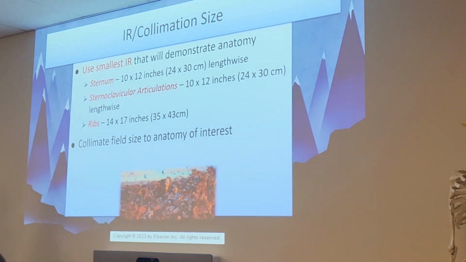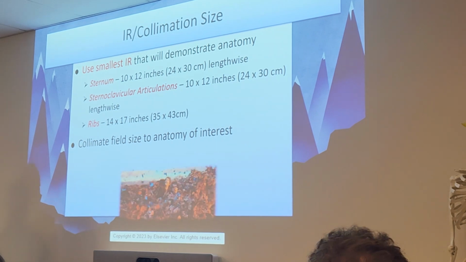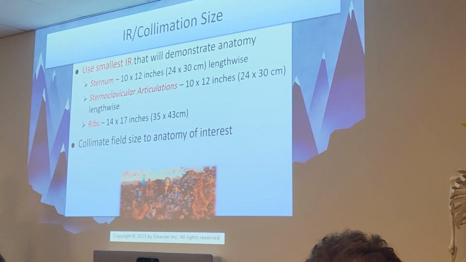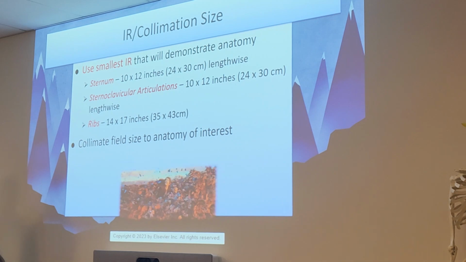Now ribs, very similar to a chest x-ray. It basically is a fancy chest x-ray. 14 by 17 cassettes, that can be lengthwise or crosswise, depending on the patient's size. And most of your males, you're going to opt for the crosswise. Males have broader shoulders. Most of your females will always be lengthwise, but you've got to use your own judgment based on that body habitus and how they arrive. And of course, collimate that field size to the anatomy of interest.